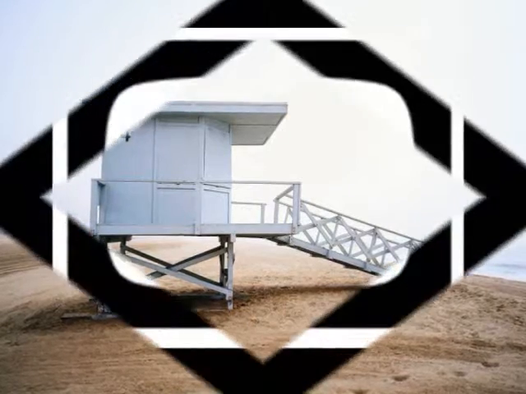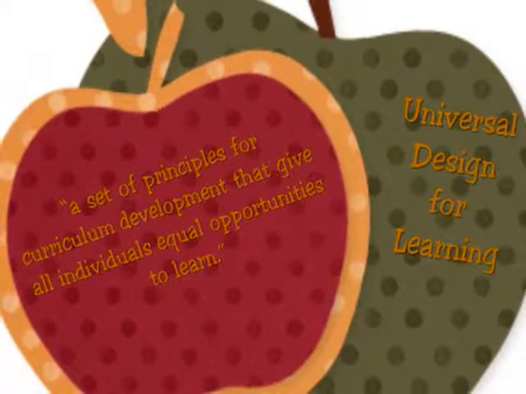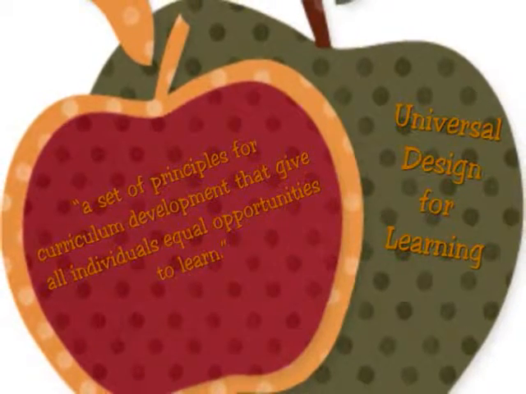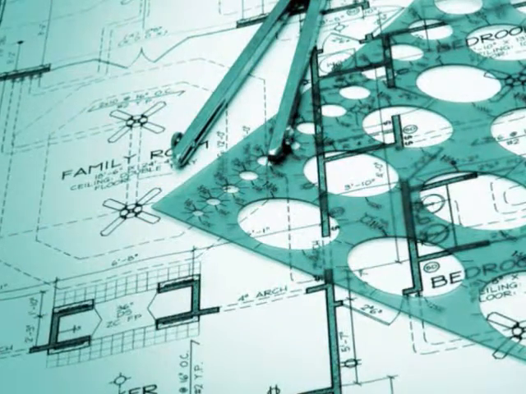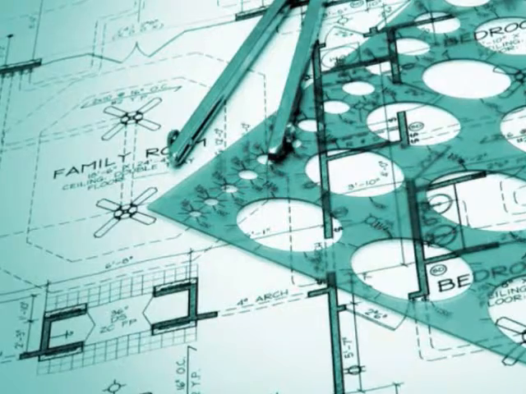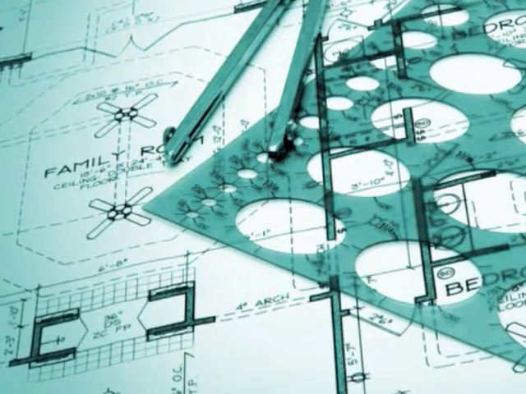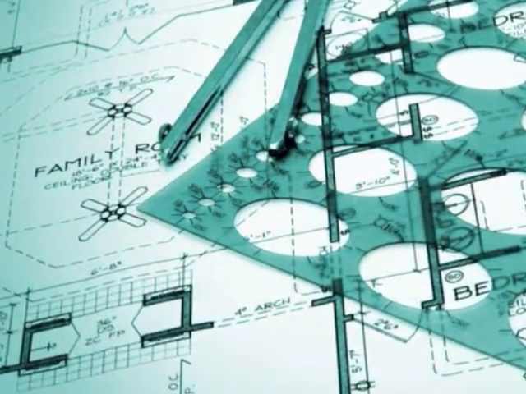Universal design is not only used in physical environments, but also in educational environments. Universal Design for Learning, or UDL, is a set of principles for curriculum development that give all individuals equal opportunities to learn. UDL could be compared to a blueprint of a house. It is the plan for creating instructional goals, methods, materials, and assessments that work for all students. It involves flexible methods that accommodate the learner's needs.